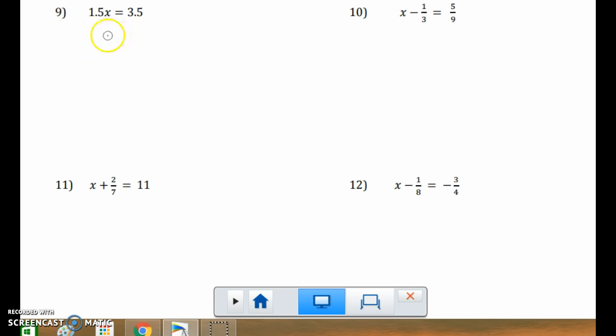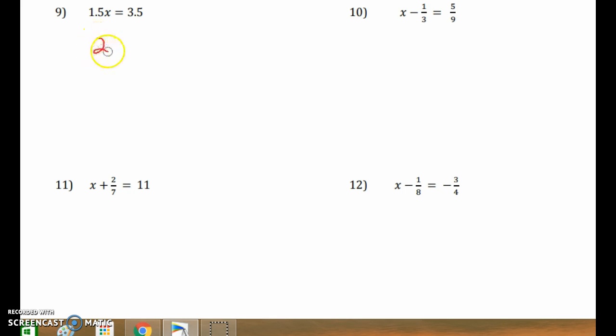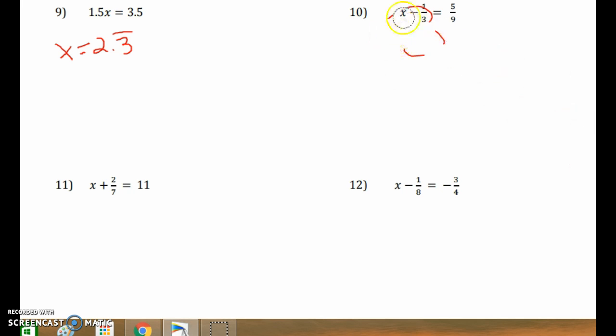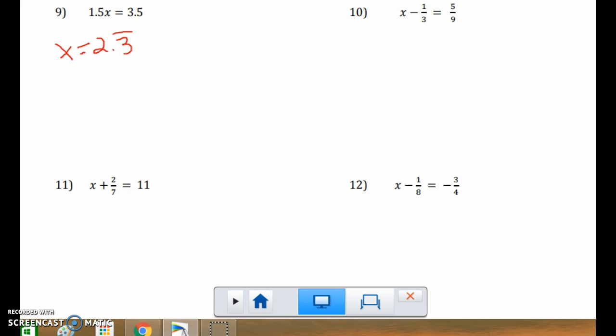Hopefully you understood how I got this far, but when I divided 3.5 by 1.5, I got 2.3, and the 3 is repeating, so I put the repeating bar over it, and I always write that that's what x equals. Number 10, I need to get, whoops, sorry about that, I don't know why it's writing like that. Okay, I guess I'm gonna have to do a little erasing. Okay, sorry about that. Start thinking about what you need to do.